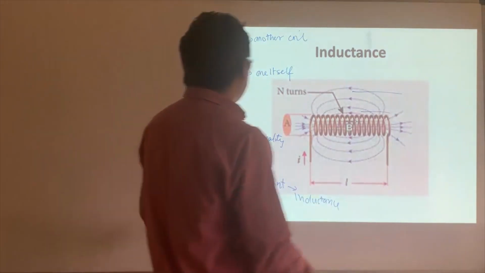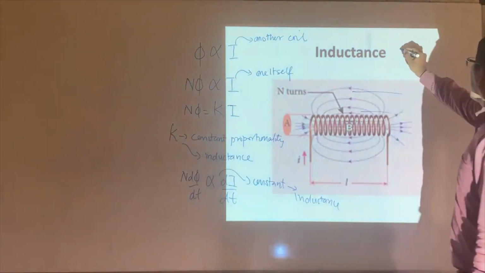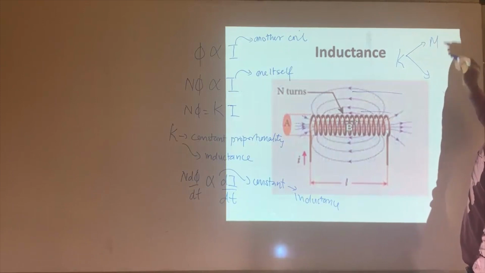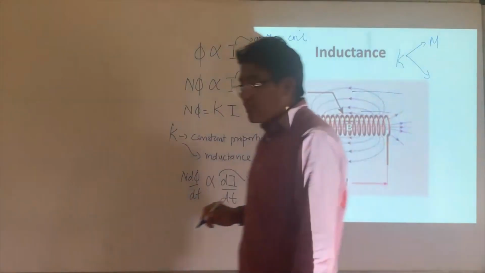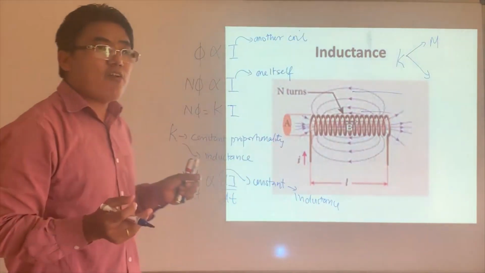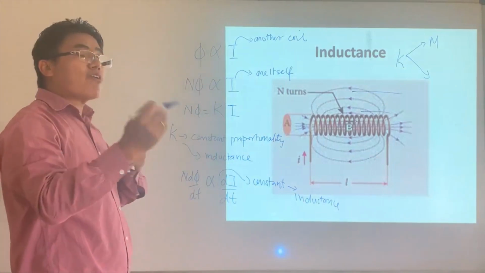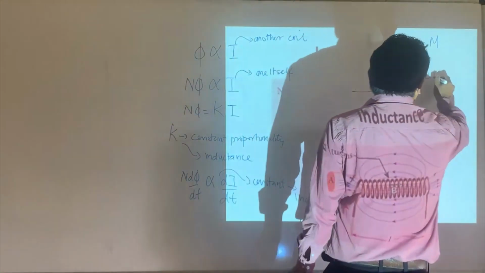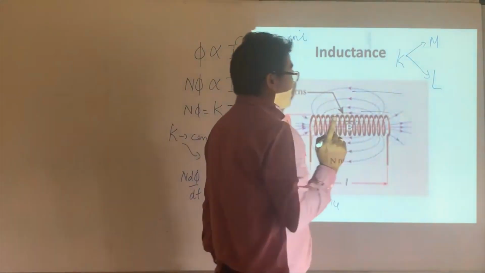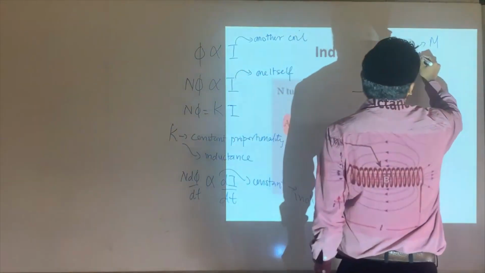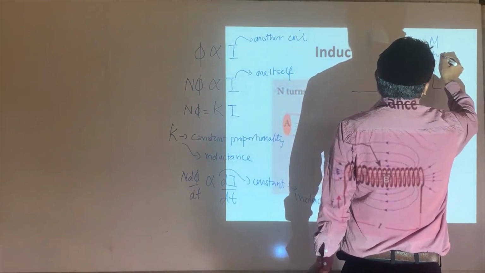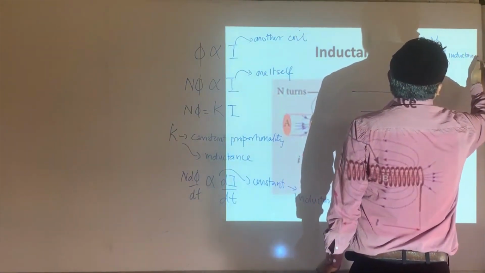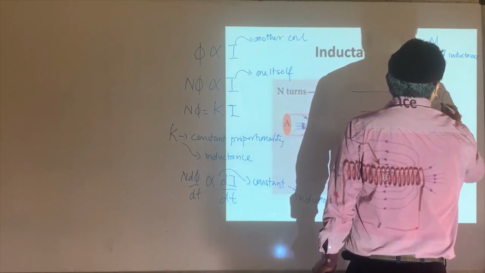Alright, so this constant I can rewrite. This constant can be of two cases. One is what we call mutual inductance, where M stands for mutual inductance. Mutual means there will be two coils, and one coil is connected to another coil. And this K can be 1. This is called mutual inductance. Another one is called self-inductance.